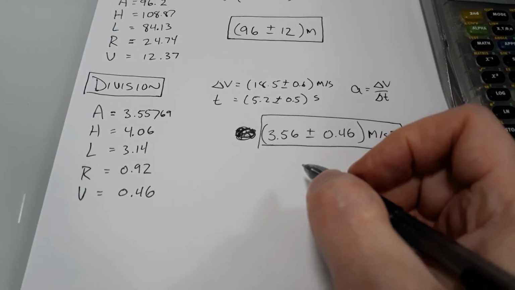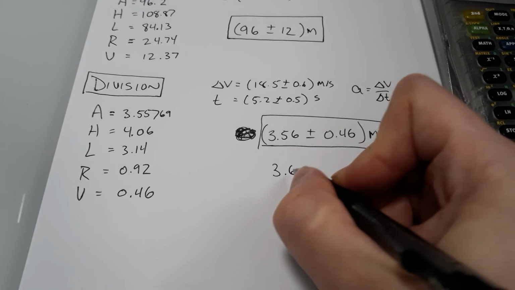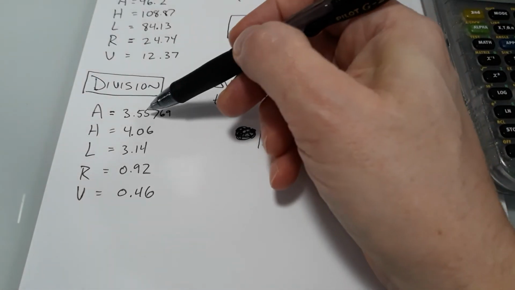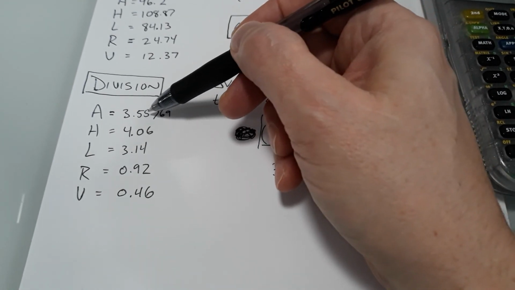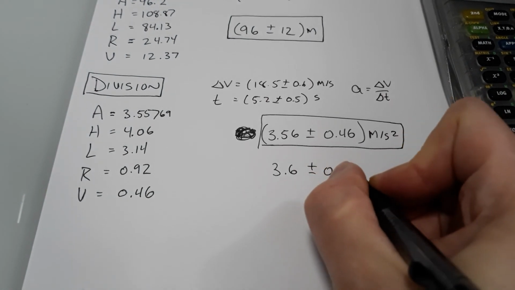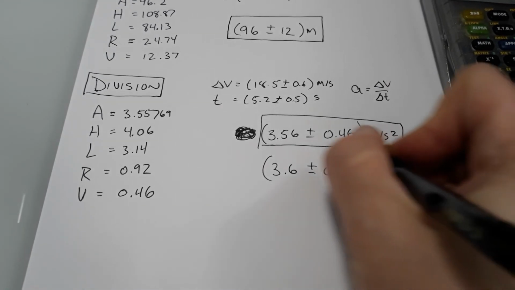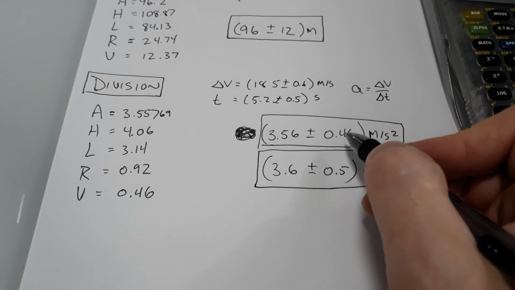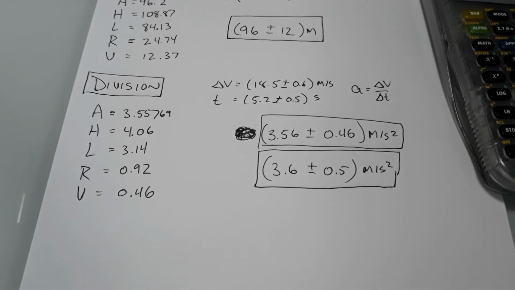Or I could give a single digit answer, which would be equally valid, and that answer would be 3.6, because remember, it's 3.55. So if I'm going to cut it off here, then that means I look to the next digit to decide whether I'm going to round up. It is a 5, so I will round up. It's 3.6 plus or minus 0.5. Again, in meters per second squared, and either answer would be acceptable. If you go more than that for the number of sig figs on the uncertainty, then you're definitely going to be deducted.